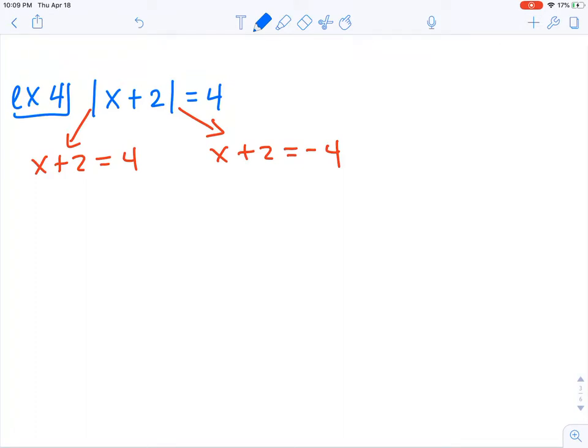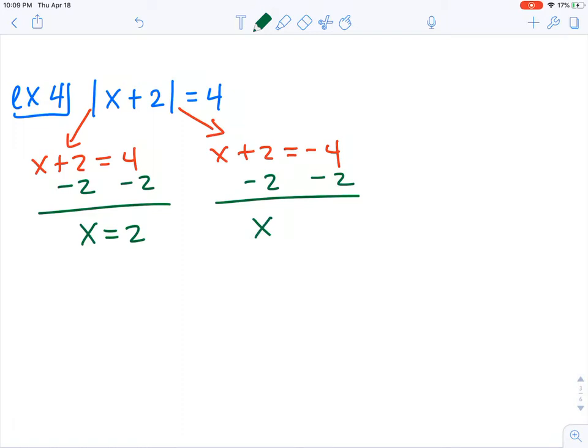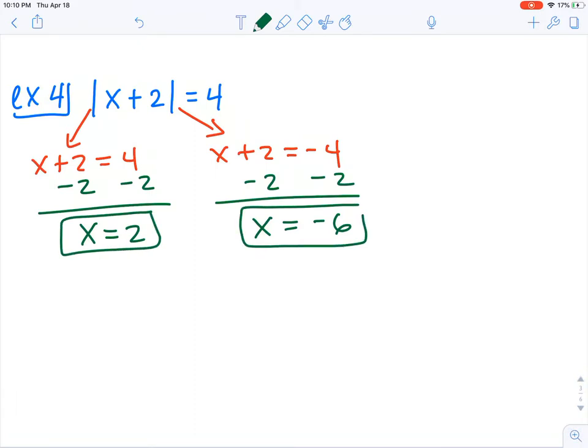So from here, I have a little bit of extra work to do. I need to solve both of these equations for x. In order to do that, I need to subtract 2 from both sides, which on this left case, we have x equals 2. I need to do the same thing on the case on the right. X equals negative 6. So I think I have my two answers, x equals 2 and x equals negative 6.